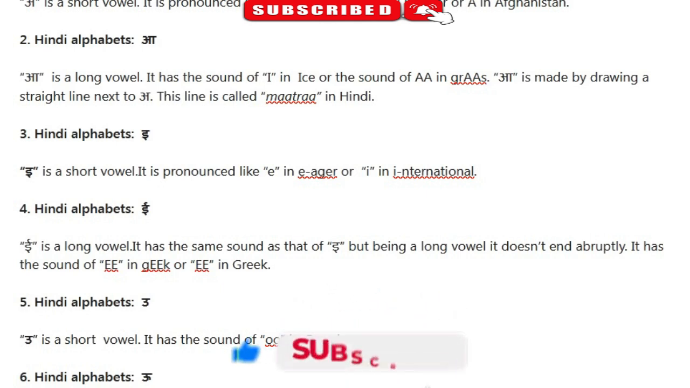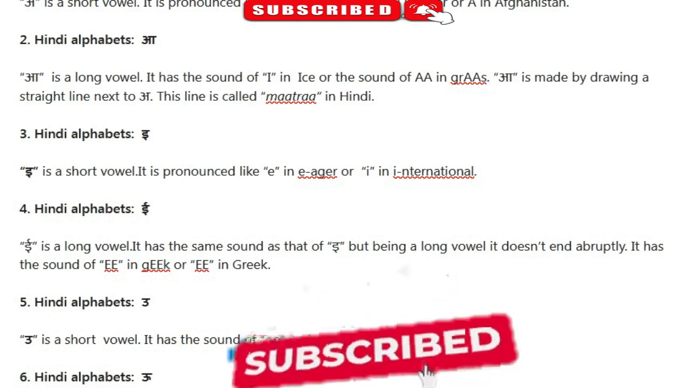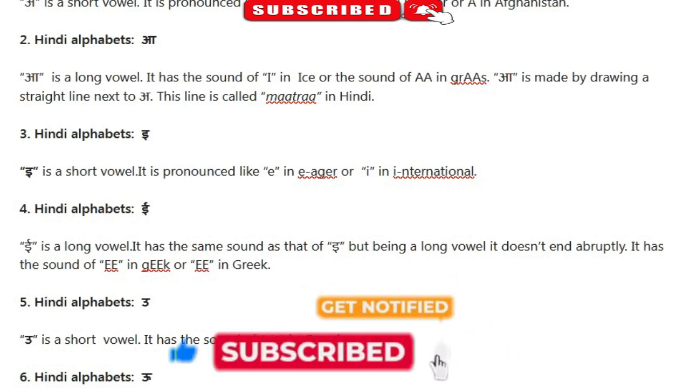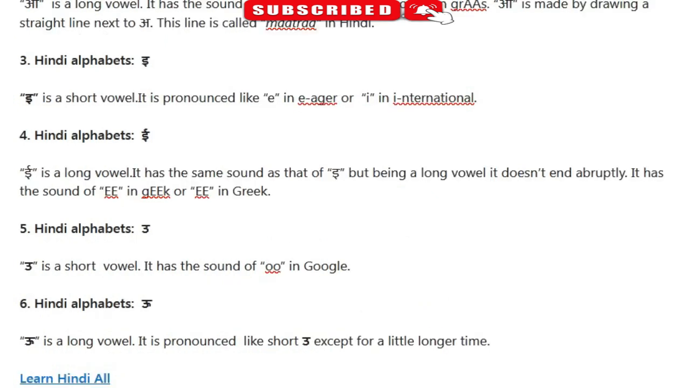Hindi alphabet U. U is a short vowel. It has the sound of U in Google. Hindi alphabet U. U is a long vowel. It is pronounced like short U except for a little longer time.